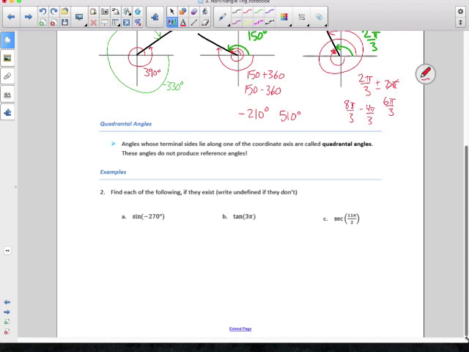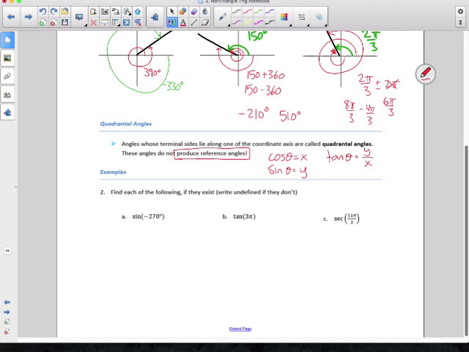All right, we have these things called quadrantal angles. So these are angles whose terminal sides lie along the coordinate axis. Okay? These things are tricky because they don't produce reference angles. So even if we wanted to use a triangle to try to figure this out, we couldn't. And so we have to rely on our definition that cosine of the angle is equal to the x value and sine of the angle is equal to the y value. And then tangent is going to be equal to the sine value divided by the cosine value.